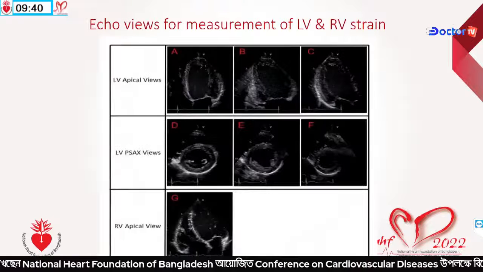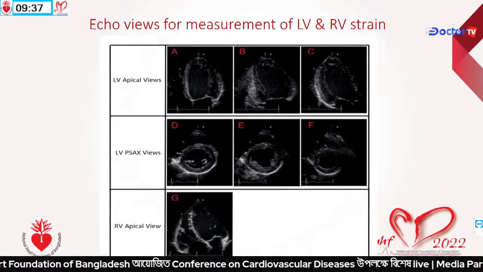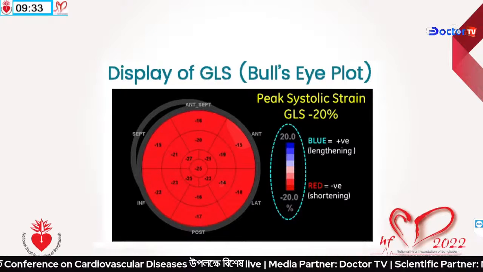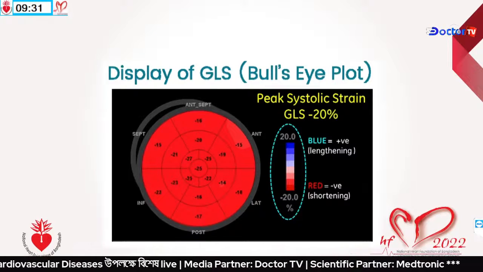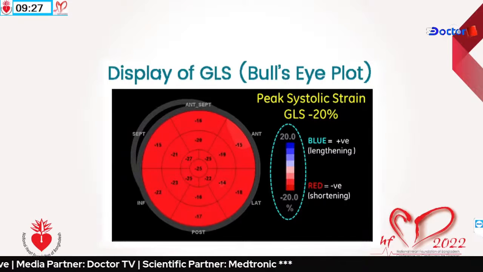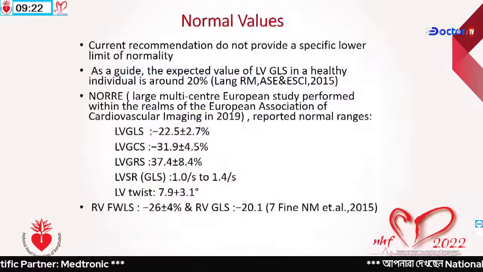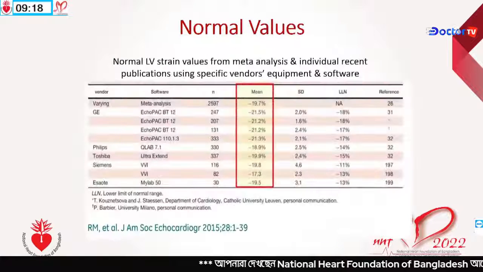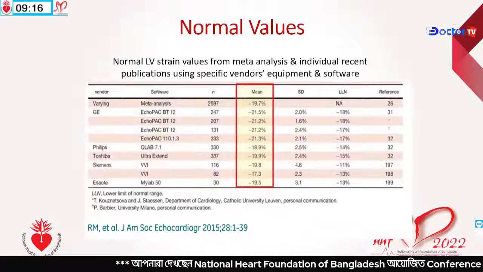So these are the views for measurement of LV and RV strain. Global longitudinal strain is the most validated one. Here is the bullseye plot showing that the global peak systolic longitudinal strain is about -20%, which is considered the normal value for GLS. Normal values are different for different types of strain, and vary according to the vendors.